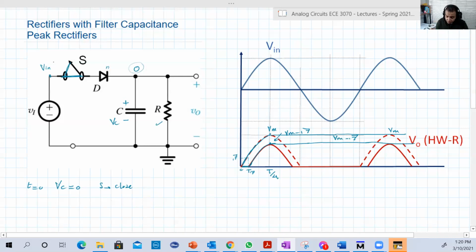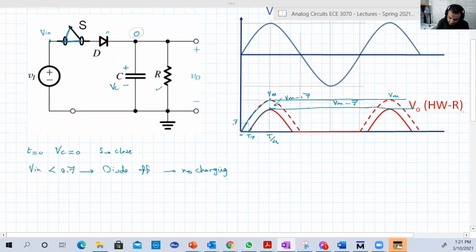If V input is less than 0.7, the diode will be off, so there is no charging. Then when the input exceeds 0.7, for example at 0.7, this point will have 0.7 volts. This is 0, so VD is equal to 0.7. So it will start turning on at the transition point. When VD is equal to 0.7, the diode will be on.